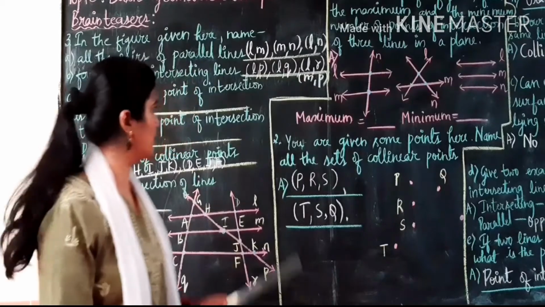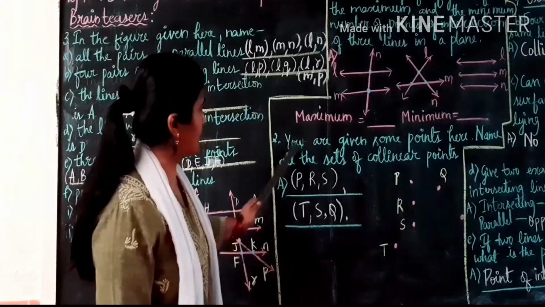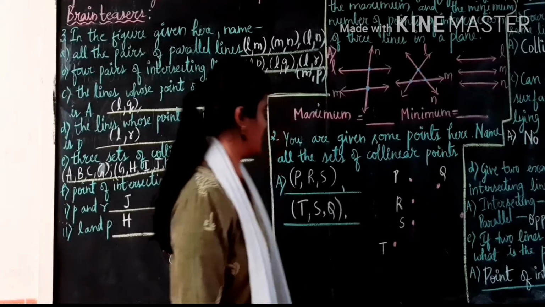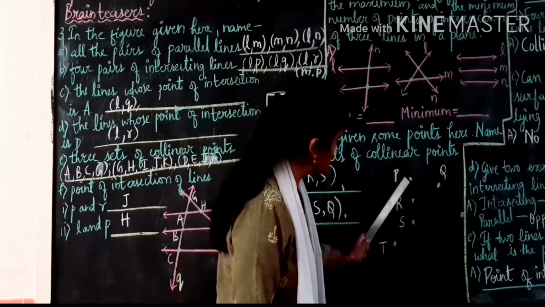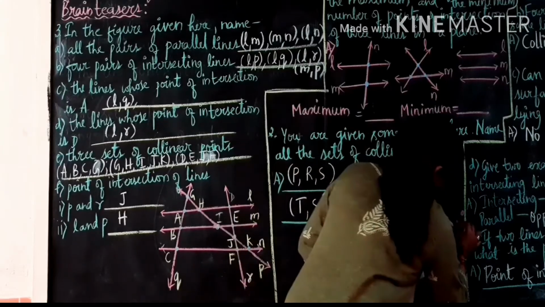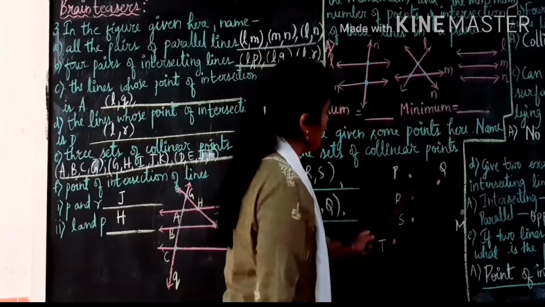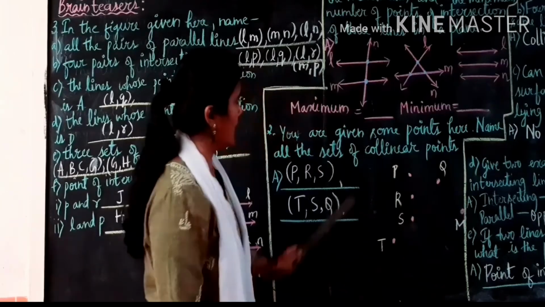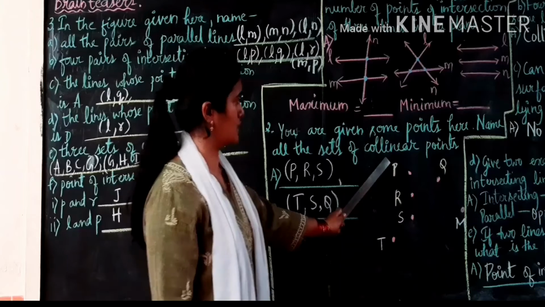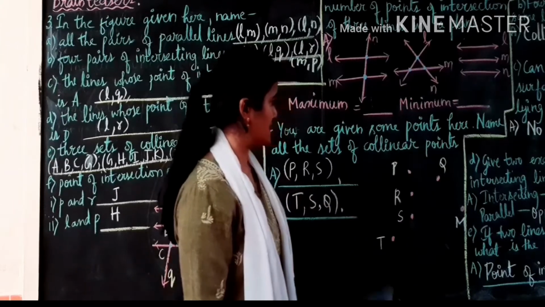Children, next we are going to solve question number 2. You are given some points here. Name all the sets of collinear points. Here there are points you can see P, Q, R, S, T and M. So if I join the points, you have to get the collinear points. And collinear points are those points which lie on the same line.